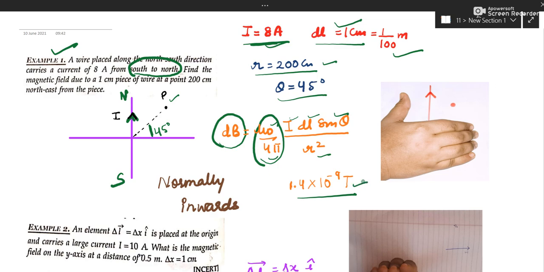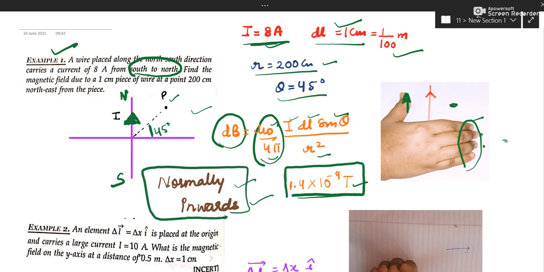Okay, now because magnetic field is a vector quantity, we need to tell direction as well. So we'll be making use of right hand thumb rule. You can see current is given like this. So this is your thumb, which is along current, and point is on right. So you can see that the fingers are going inwards. So it is normally inwards into the plane of paper. So two things you have to report: the magnitude of magnetic field and the direction.